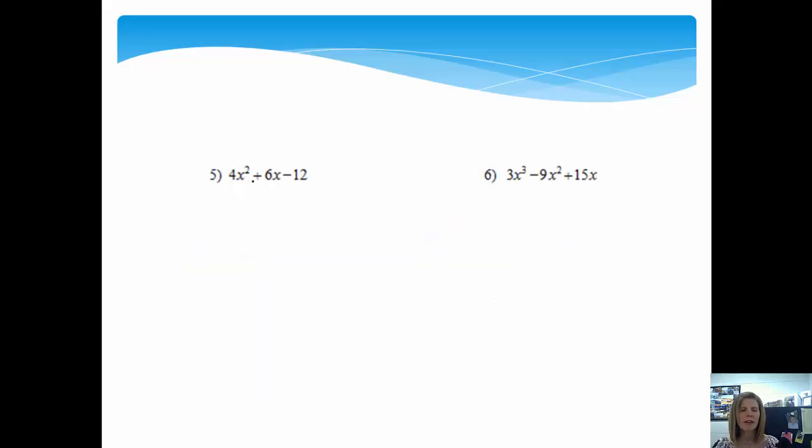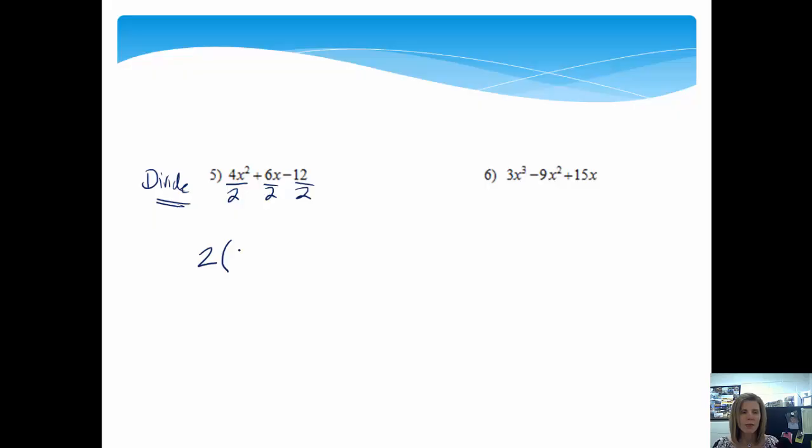Alrighty, problem number 5, 4x squared plus 6x minus 12. Notice this looks a little bit different. We just have more parts, but that is 100% okay. We are going to, on this one, once again, look at the numbers. What numbers will go into 4 and 6 and 12? The largest I can think of is 2. So 2 will go into all 3 of those. And I notice they do not all 3 have an x, so I cannot factor out an x. So the GCF is just 2. So I'm going to write 2 underneath each part, and we are ready to divide.